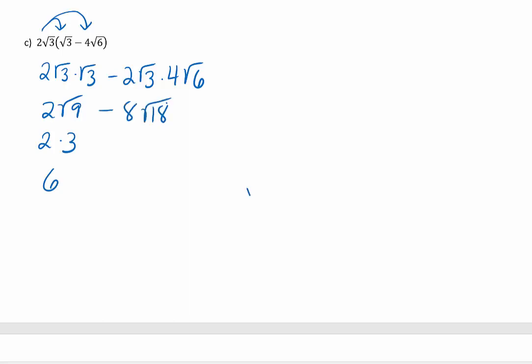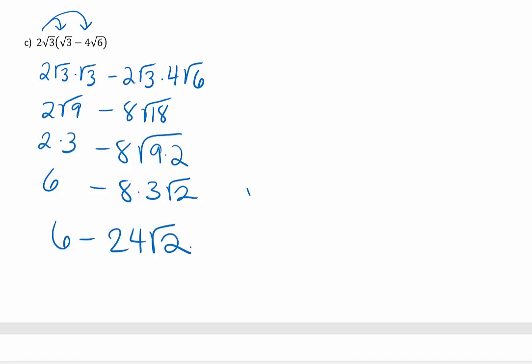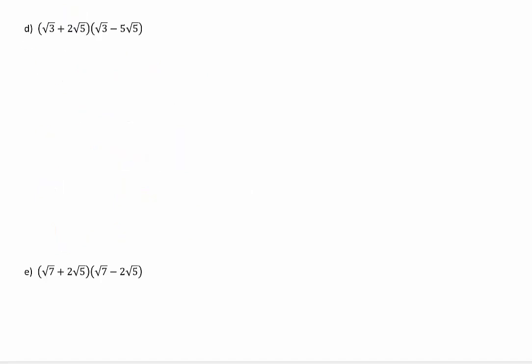For the other term, I multiply the 2 and the 4 together. That gives me 8. And then root 3 times root 6 is root 18. 18 is not a perfect square, but it can be simplified. 18 is 9 times 2, and root 9 is 3. 8 times 3 is 24. So I'm left with 6 minus 24 root 2. We can't go any further with this because those aren't like terms. They're not like radicals.